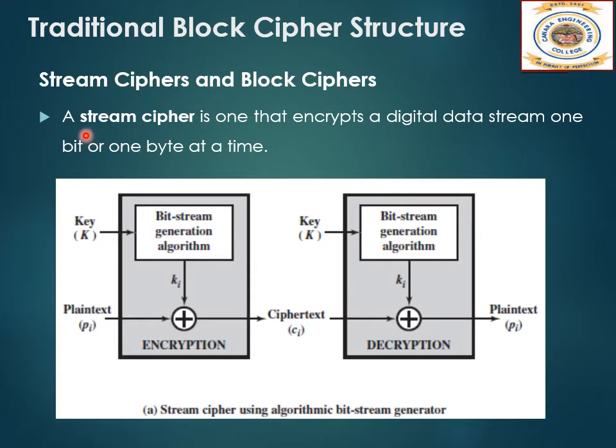So first, let us see what is a stream cipher. A stream cipher is one that encrypts a digital data stream one bit or one byte at a time. Examples of classical stream ciphers are the autokey Vigenere cipher and the Vernam cipher. In the ideal case, a one-time pad version of the Vernam cipher would be used, in which the key stream is as long as the plaintext bit stream.